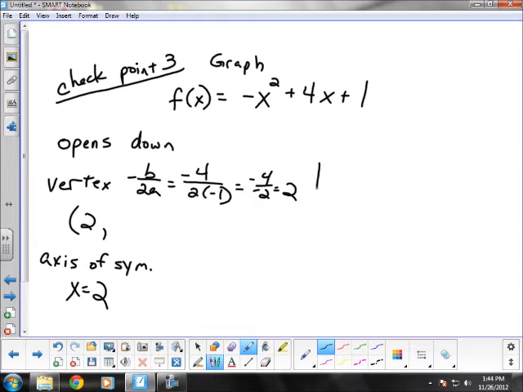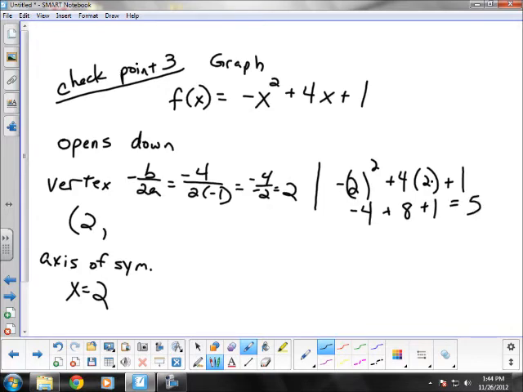So the other piece of finding the vertex is you take the x-coordinate and plug it into the original equation. So 2 squared is 4. And I want the opposite of that, so negative 4 plus 2 times 4 is 8 plus 1. So it's 5. There's my vertex, 2, 5.